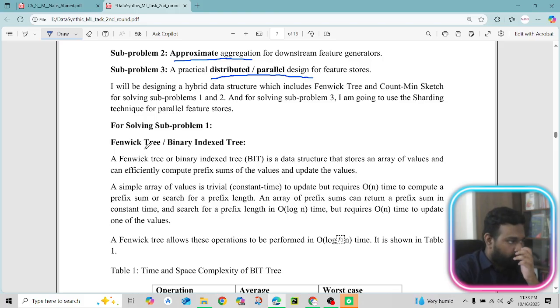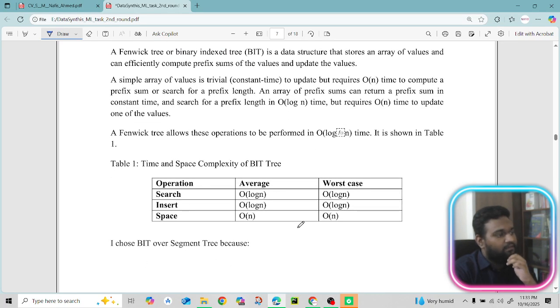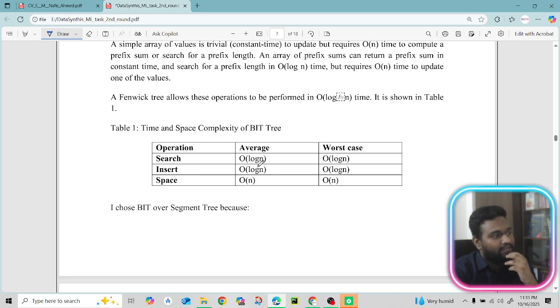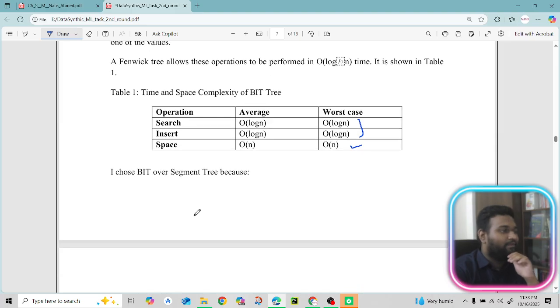Why? Because if I go to this table, here I can see that the insertion time complexity is about O(log n) in the worst case, and the space complexity is O(n). That's a fantastic thing, and we'll see why later. A common question may arise: why have I chosen BIT over segment tree, because the same time complexity is also achieved by the segment tree? So why have I chosen BIT?